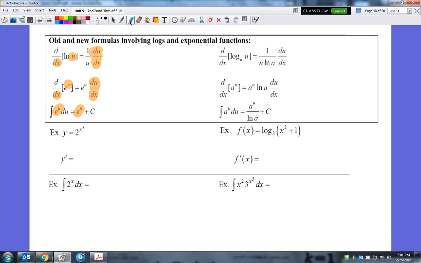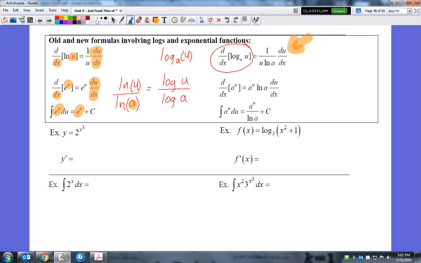Okay? So here is where it's going to get a little bit weird as far as the rules that we will do for derivatives and integrals. So right here, log base a of u is the same as if I were to say the log of u divided by the log of a. And this is the same as if I were to do the natural log of u over the natural log of a.